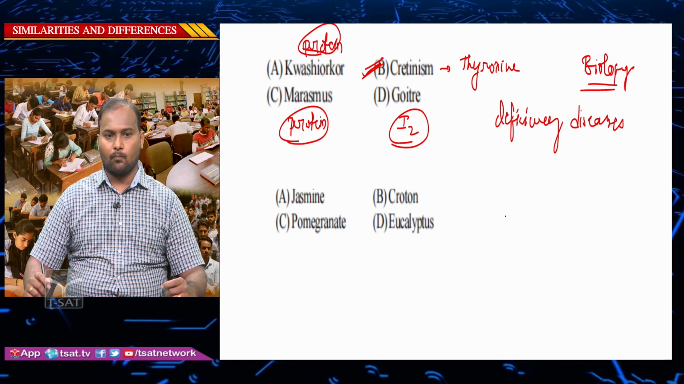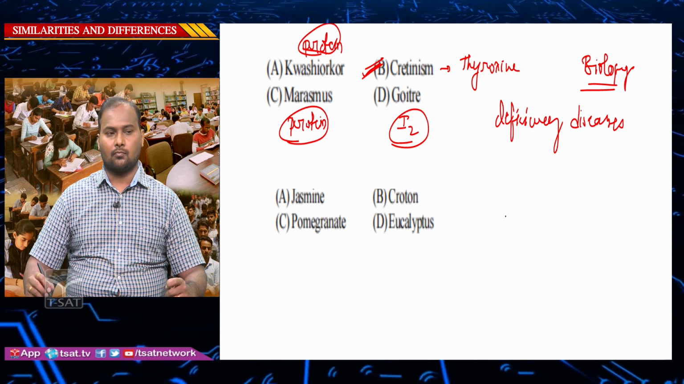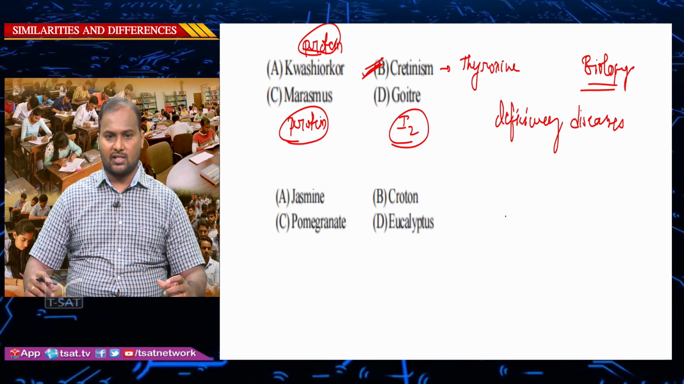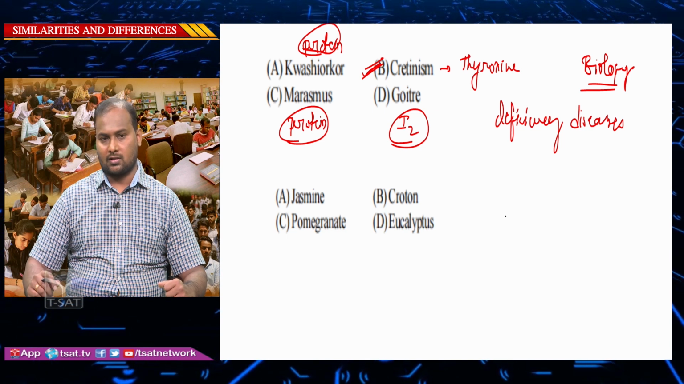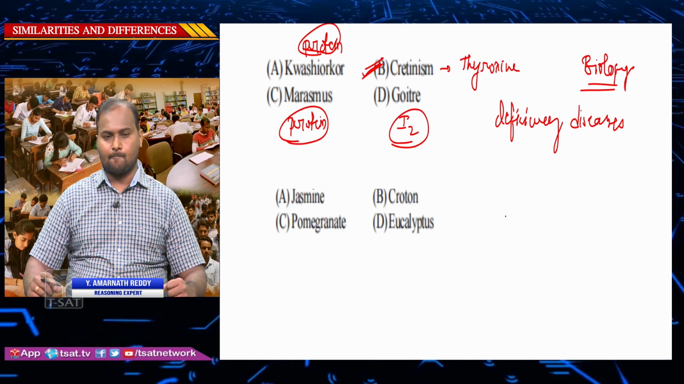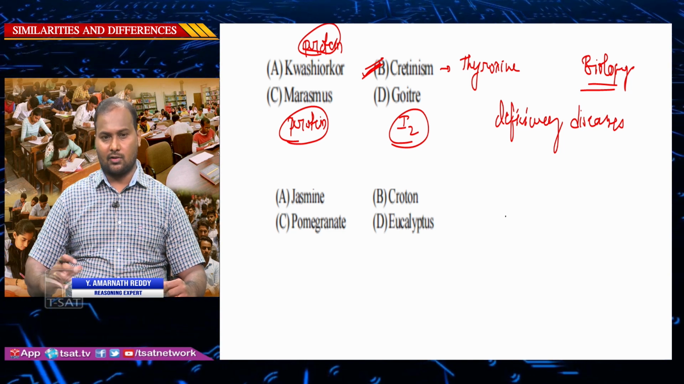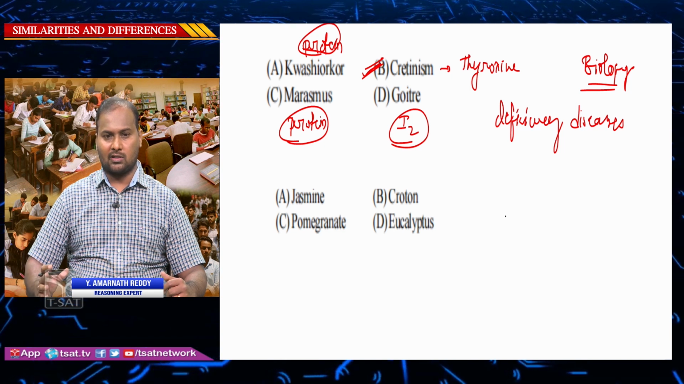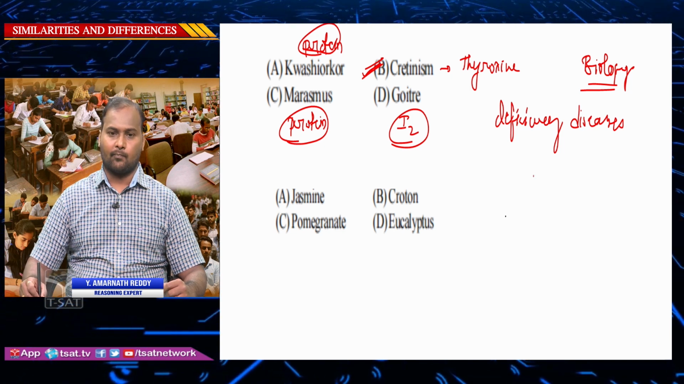Next question. If you see this question, jasmine, croton, pomegranate and eucalyptus, it is also related to some kind of biology only. If you see these, jasmine, croton, pomegranate, eucalyptus, they are different types of plants.